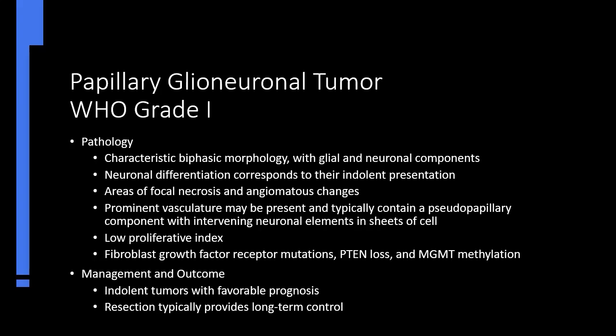most distinctive feature. Immunohistochemical staining shows glial cells positive for GFAP, nestin, and S100, and the neuronal component stained for synaptophysin, neuron-specific enolase, and class III beta-tubulin. Fibroblast growth factor receptor mutations have been described, as well as PTEN loss and MGMT methylation. As indolent tumors, they have a favorable prognosis, and resection typically provides long-term control.